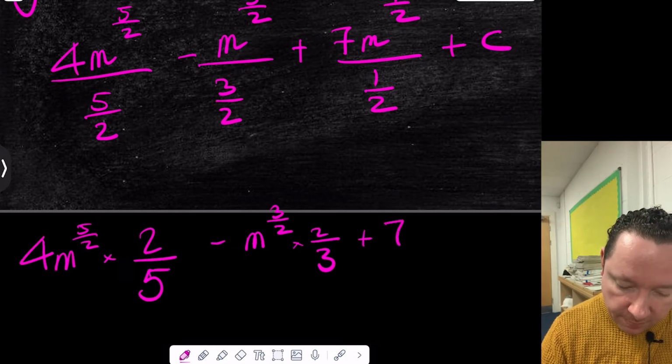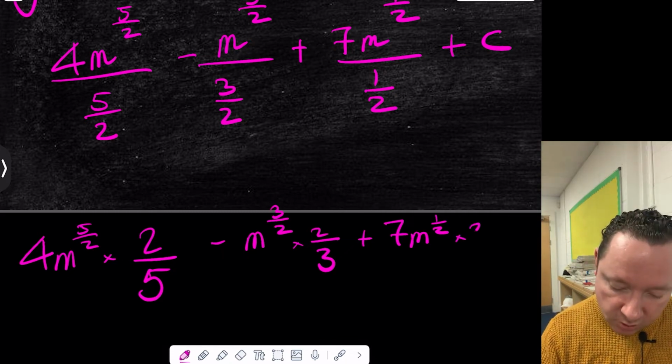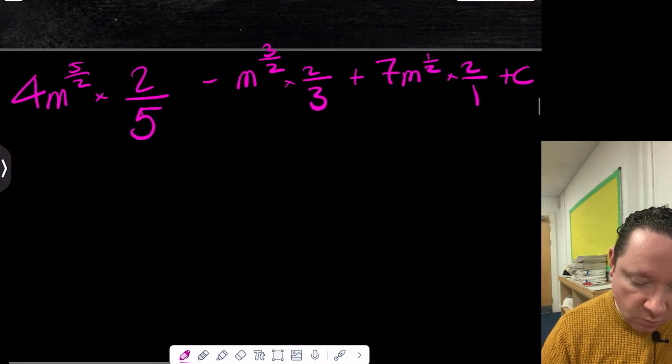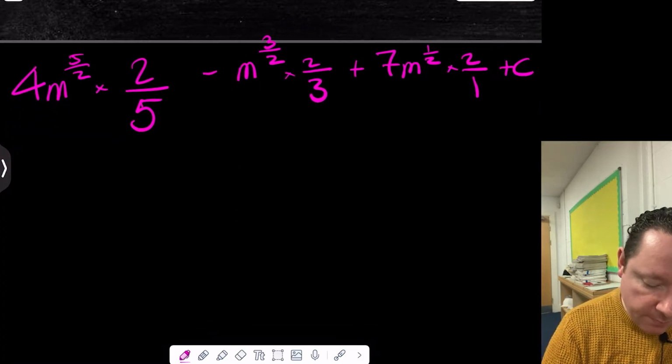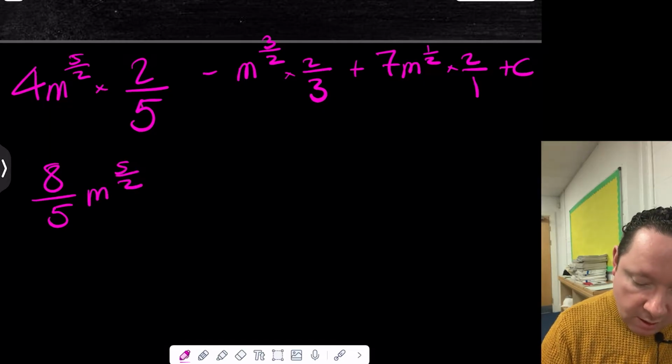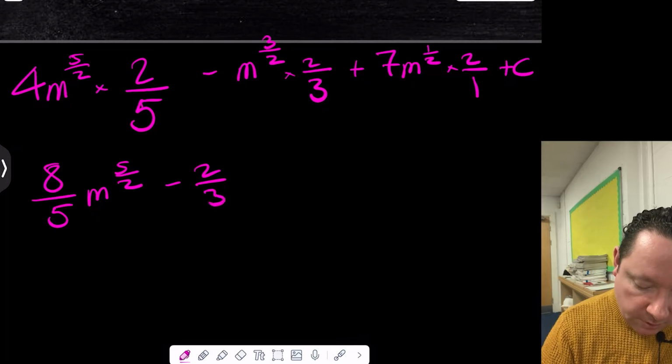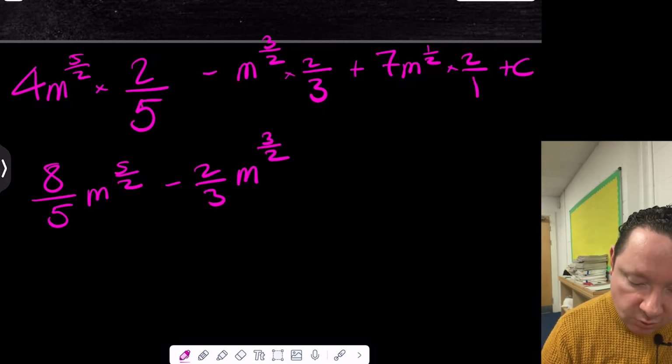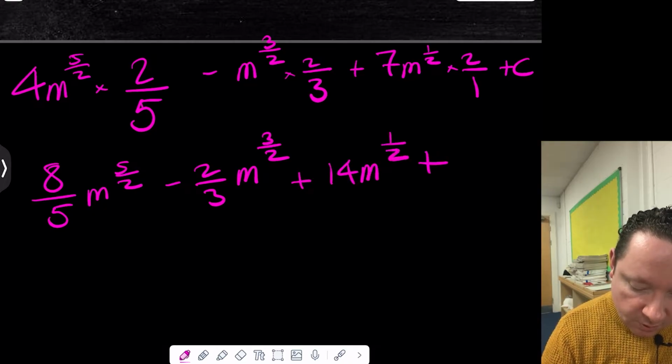Plus 7m to the half. Dividing by a half is the same as times by 2, or 2 over 1, plus c. So just being very careful with my fraction work. 4 times 2 is 8. So that's 8 over 5 m to the 5/2, minus 2/3 m to the 3/2. 7 times 2 is 14, so plus 14m to the half, plus c.